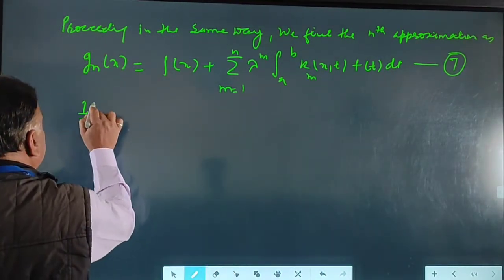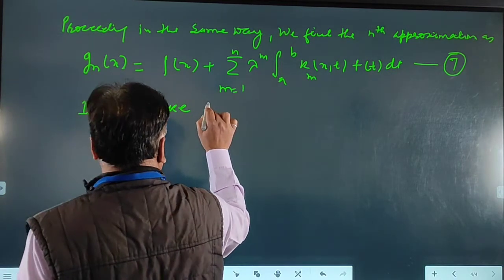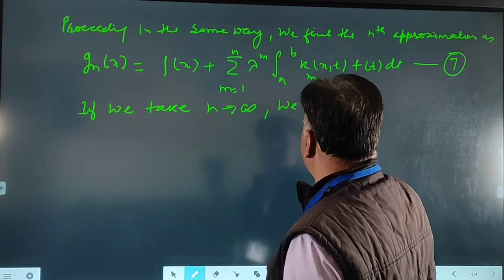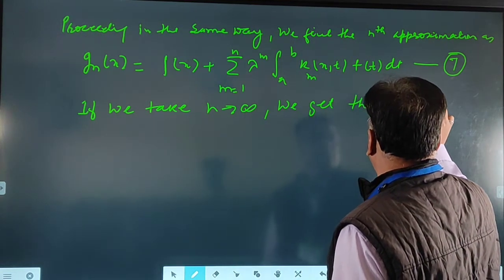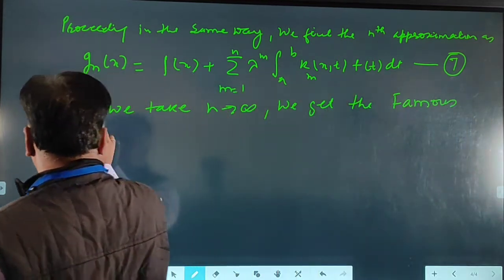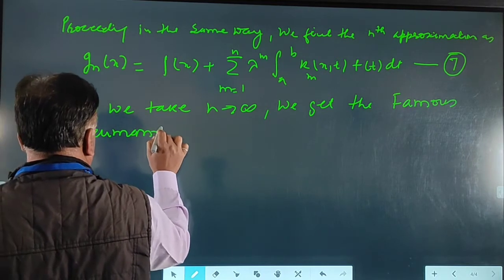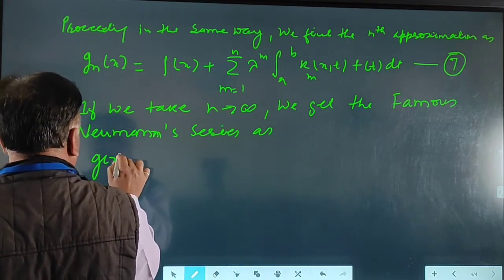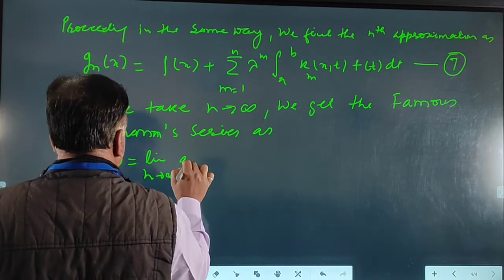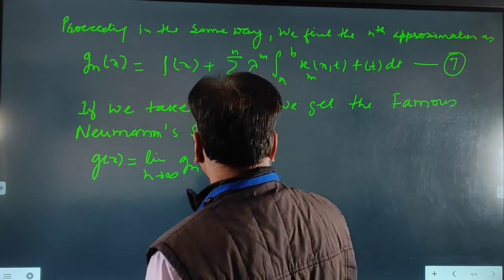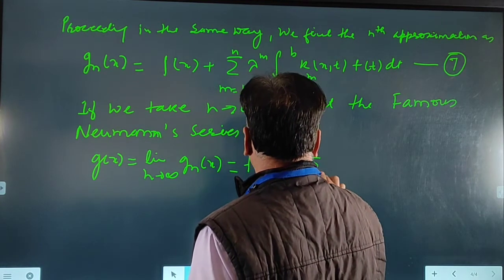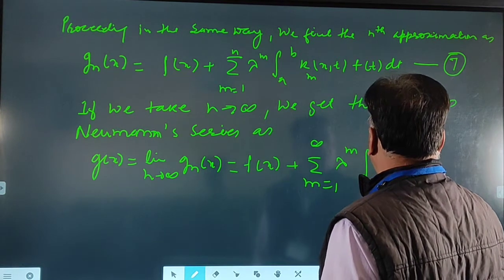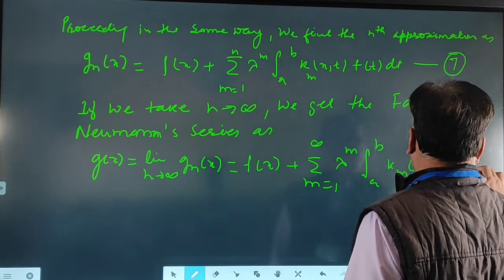Now if we take n tends to infinity, we get the famous Neumann's series. gx is equal to limit n tends to infinity gnx, and this is equal to fx plus summation m is equal to 1 to infinity lambda raised to m integral a to b km xt ft dt. This is equation number 8.